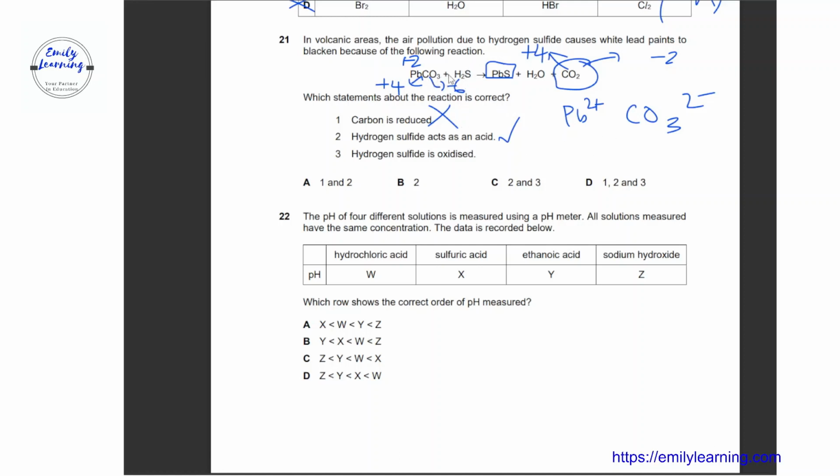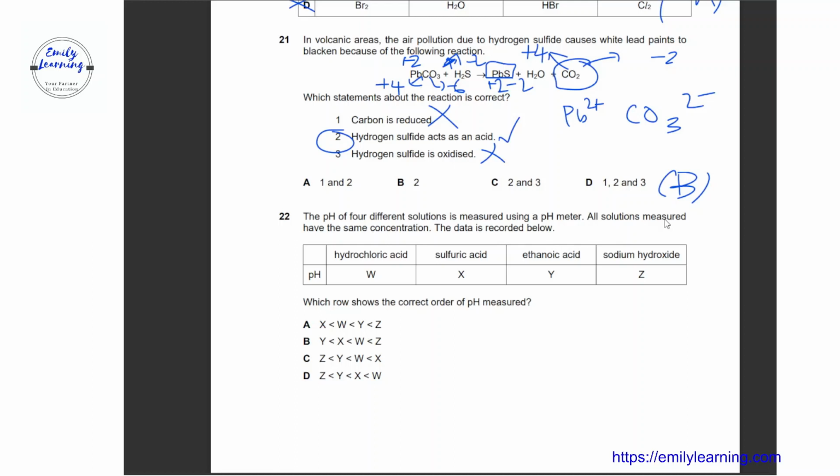Next, let's look at hydrogen sulfide. Is it being oxidized? Definitely not, because each H has an oxidation state of +1. 2 of them is +2, so S is -2. So this is lead 2, right? So this charge is +2, so here will also be -2. So the oxidation state of S remains the same. So it's not true because it's neither oxidized nor reduced. So basically, it is 2 that is correct. H2S acts as an acid. So in other words, the answer for question 21 is B.